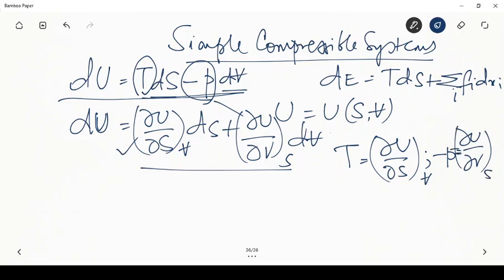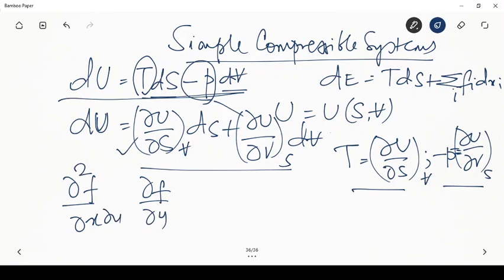Okay, so this is one set of properties that we get from this expression, and now we know that T is this and minus P is this. I also know that if I have a function f, and del f by del x and del f by del y are known to me, then I also know that del squared f by del x del y is equal to del squared f by del y del x. So if I differentiate del f by del y by x and differentiate del f by del x by y, they should become equal.